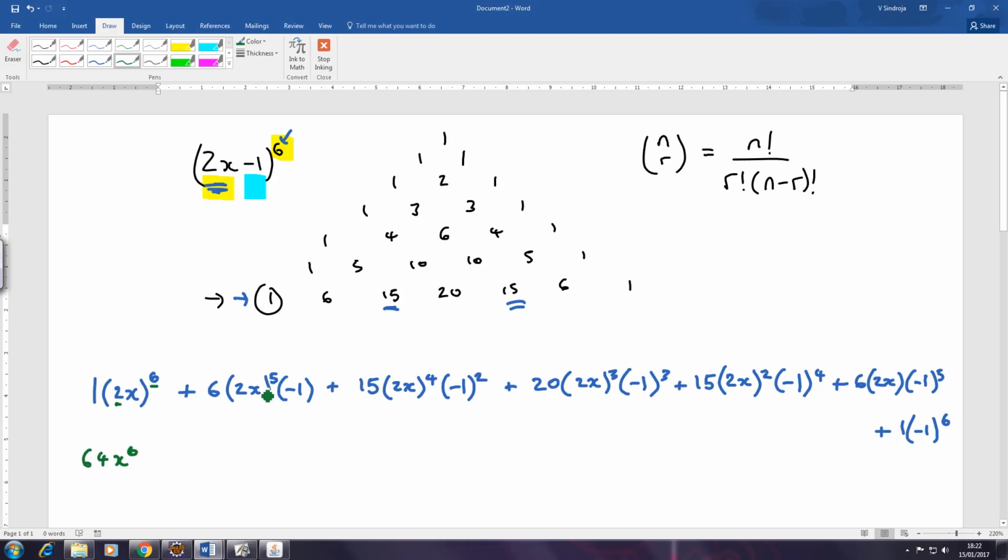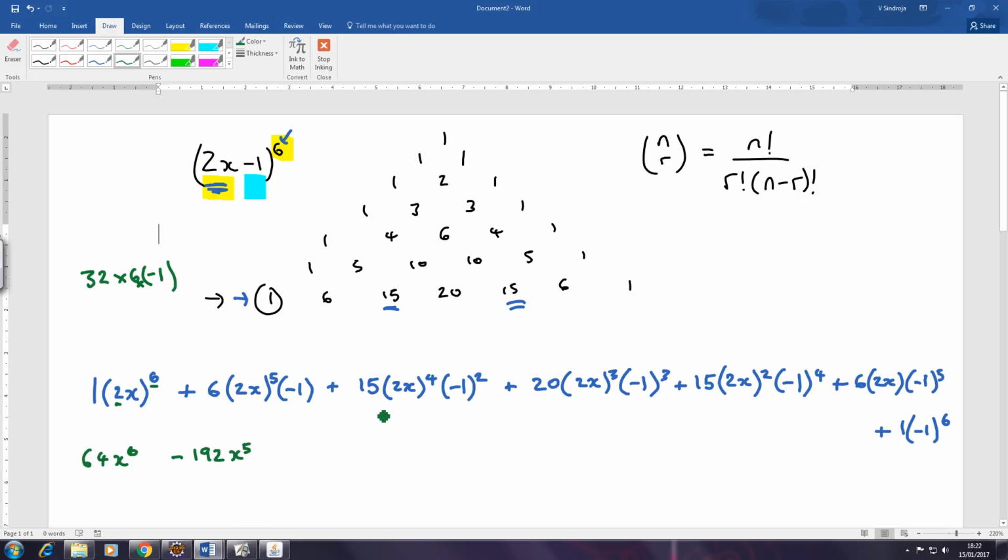2 to the power of 5 is 32, and you're going to times that by 6, and then eventually times that by minus 1, so you're going to get a minus 192. You can do the working out later. So it's 32 times 6 times minus 1, and then x to the power of 5.